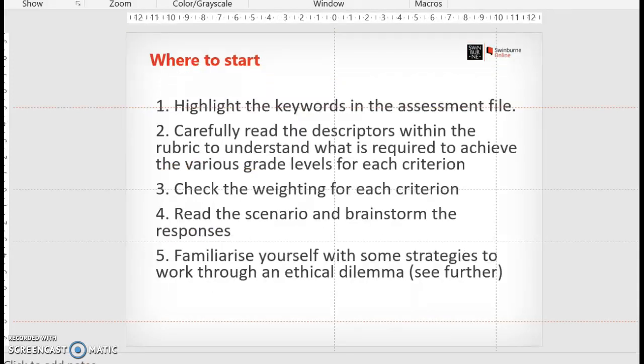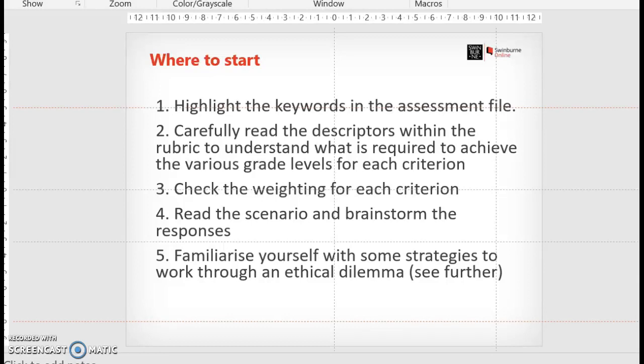It's always a good idea to highlight the key words in the assessment file to see if you're either describing or analysing, and ensure that you are doing what is required for the assignment. So this is an analysis, so think about your skills of analysis. You want to read the descriptors within the rubric to understand and ensure that you are meeting all of the needs of the criteria to pass this assignment, and check the weight of each of those criteria, because that's going to really help you show how much emphasis to put on each section and how many words to use for each section.